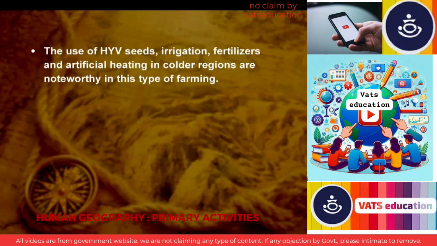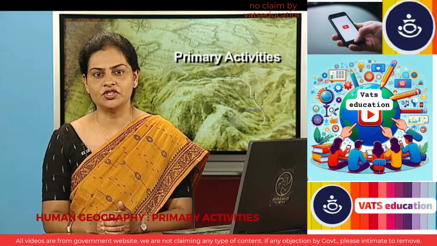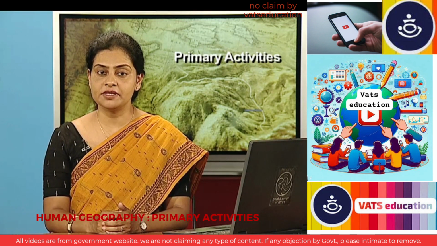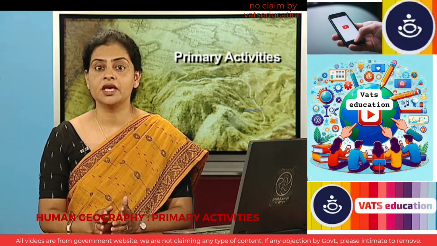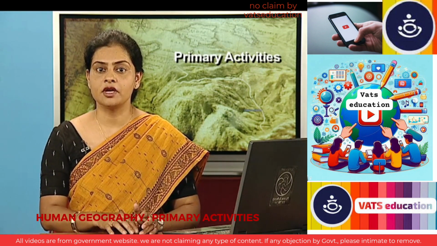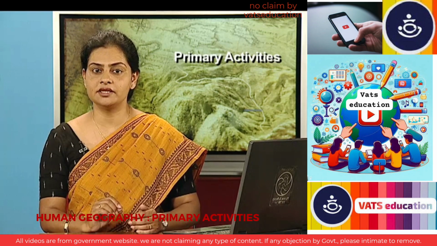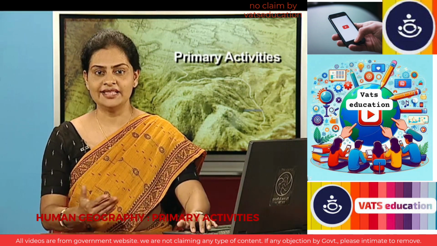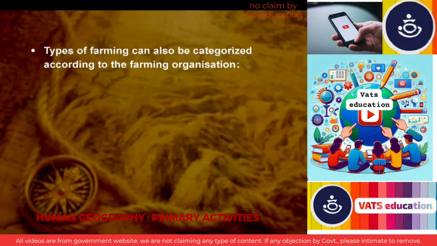The use of high-yield variety seeds, irrigation, fertilizers, and artificial heating in colder regions are noteworthy in this type of farming. One such typical feature is truck farming, where fresh vegetables are supplied to the urban market. The distance of truck farms from the market are governed by the distance that a truck can cover overnight, hence the name truck farming. Types of farming can also be categorized according to the farming organization.